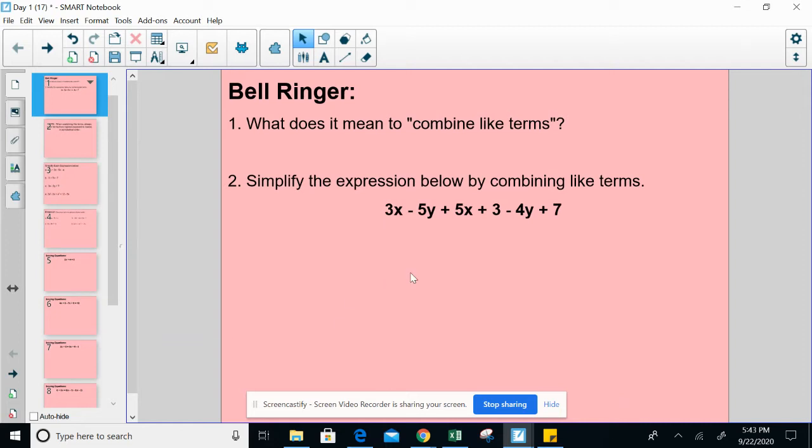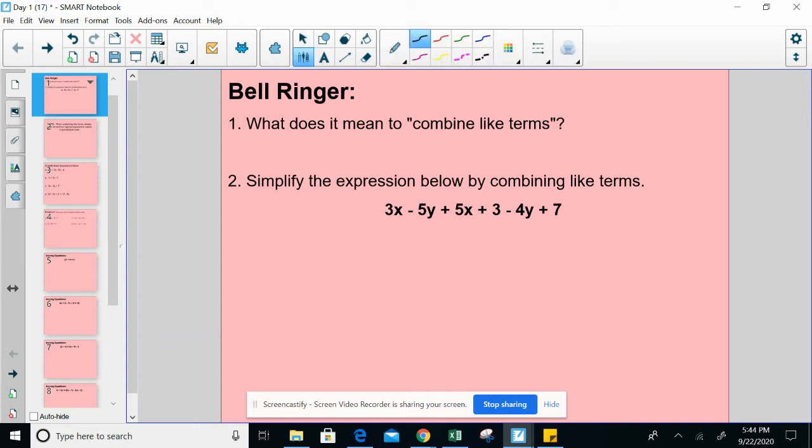Alright, so what does it mean to combine like terms? If you're going to combine like terms, you're thinking about terms. Well, first off, what are terms? Terms are separated by addition and subtraction, and they can involve numbers, variables, exponents. And so in order for things to be like terms, they have to have the same variable and the same exponent. And then what we can do is we can add those things together.